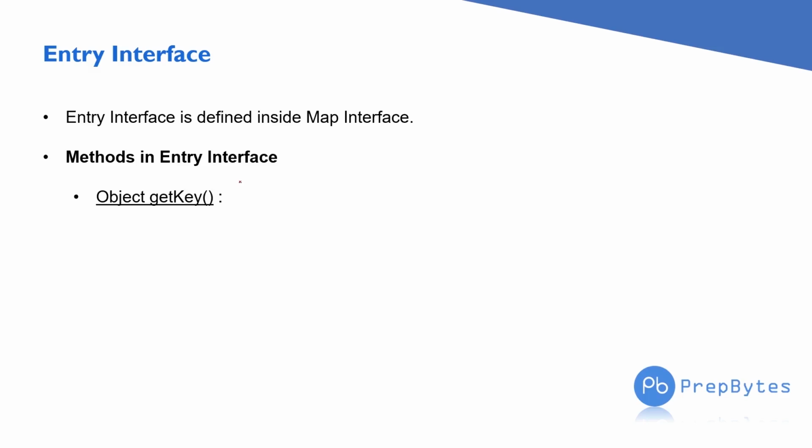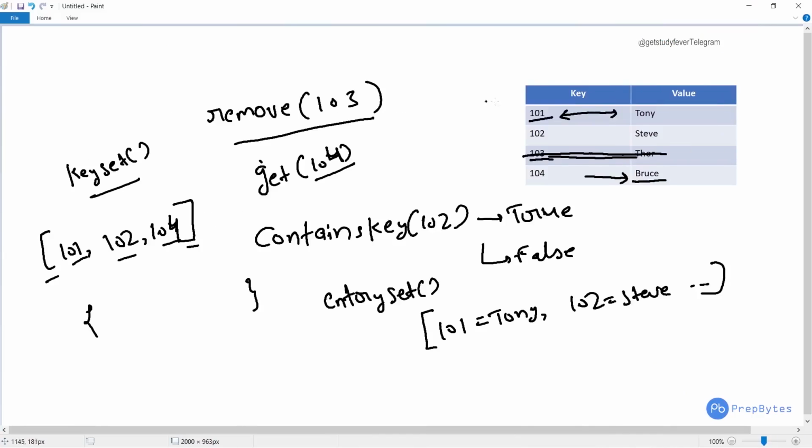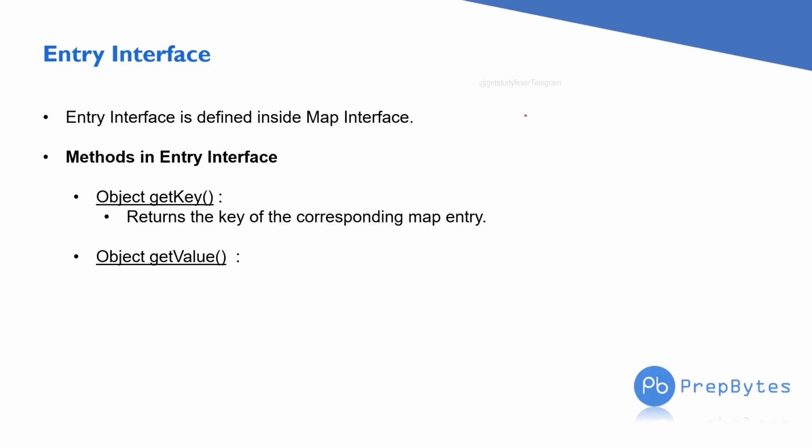The methods are Object getKey, which returns the key corresponding to the map entry. Now what happens is, when we use entry, we are actually inside our map. Let me show you. When I am talking about map, I am actually pointing here, or here. So when I call getKey, since I am pointing here in the entry interface, the getKey method will give me 101. And if I call the second method, that is getValue, I will get Tony. So without knowing the key, I can get my value also, if I am using entry interface methods. How to use entry interface methods I will show you in coding. Fine. So the next is Object getValue.